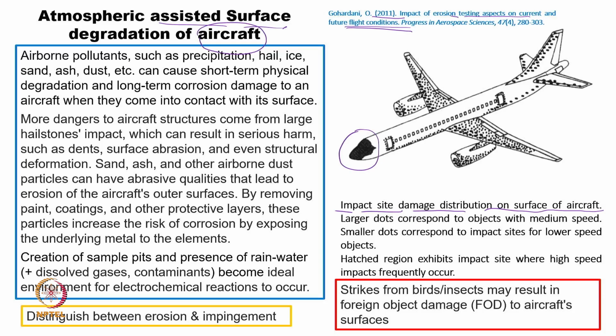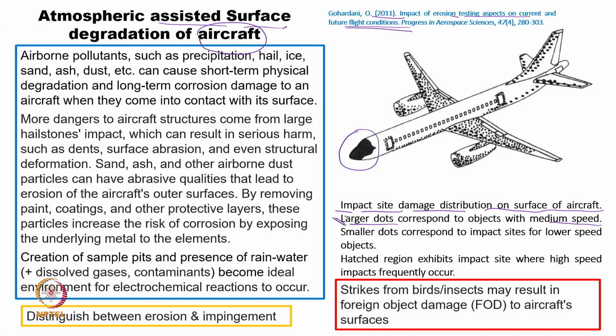And then we are saying the bigger dots correspond to the medium speed, the medium speed of the particle which is getting impinged on a surface. Again, when I say the medium speed of the particle, it does not mean the particle may not be stationary, but the vehicle is moving at a high speed.